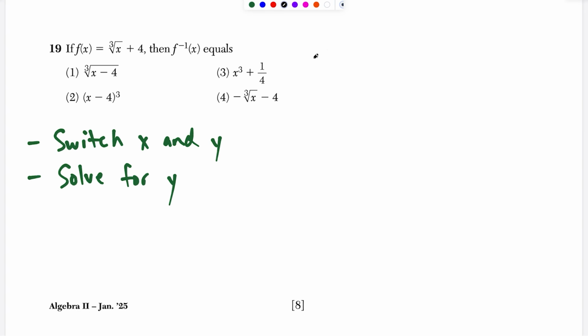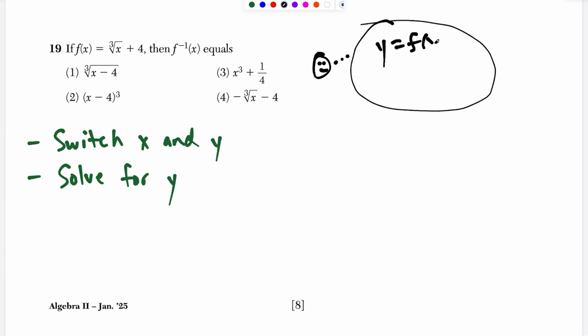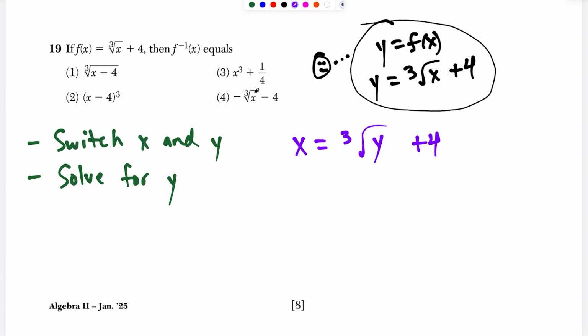Another thing to think about here is just know in general, we say y equals f of x. So here, when I'm looking at this original equation, I'm thinking y equals cube root of x plus 4. So when I have to switch x and y, when my function just says f of x equals, I just imagine it says y equals cube root of x plus 4. So now when I have to do the first step, I switch x and y, I'm going to say x equals cube root of y plus 4. And then the next step is to solve for y.